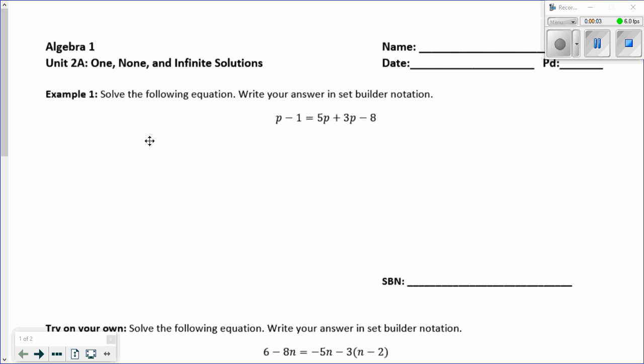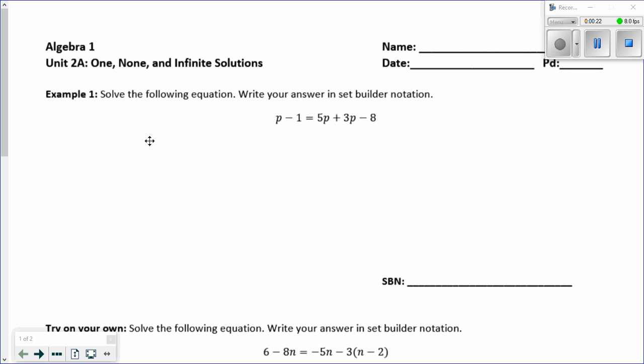Hello everyone, today we're going to do our fourth day of notes on one, none, and infinite solutions. We're already dealing with multi-step equations, we've already learned how to deal with multi-step equations. This one is mostly talking about our special cases.